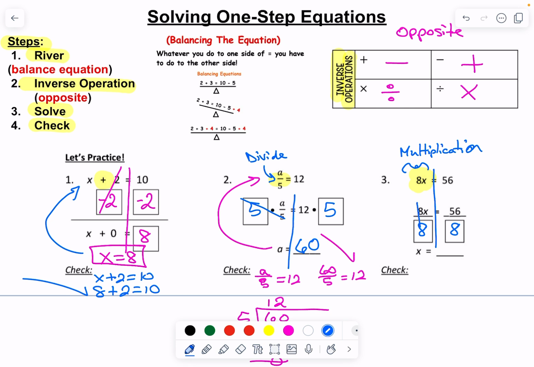8 divided by 8 is 1. We're left with just x on the left-hand side. And 56 divided by 8 is 7.